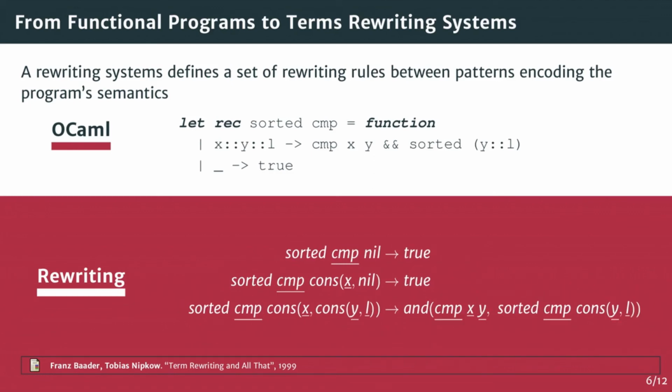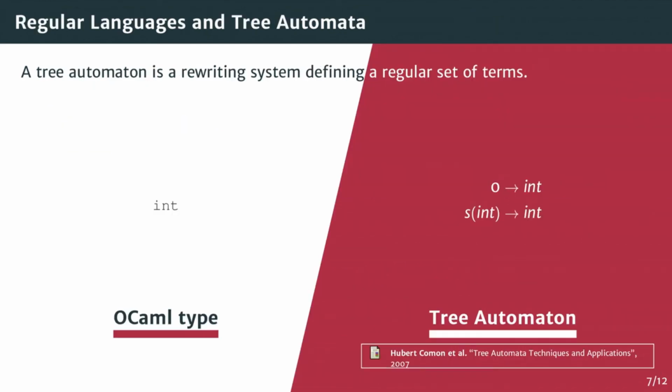To simplify, we will write a space between the function and its parameters instead of @, just like this. Underlined elements are the variables of the patterns. We see that each pattern matching rule on the top is translated into one or more rewriting rules on the bottom. Rewriting systems can also be used to describe a regular language of terms as tree automata.